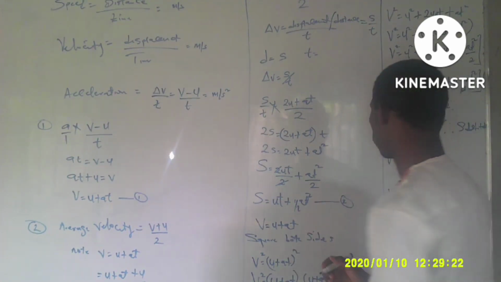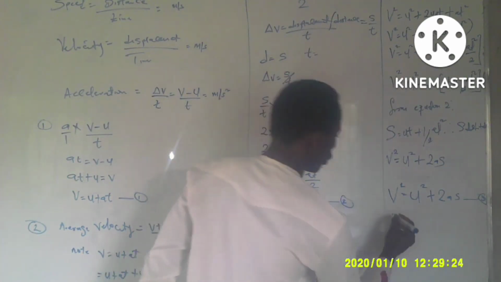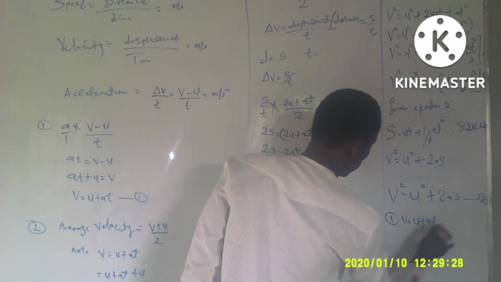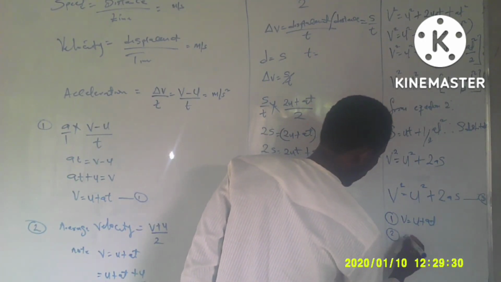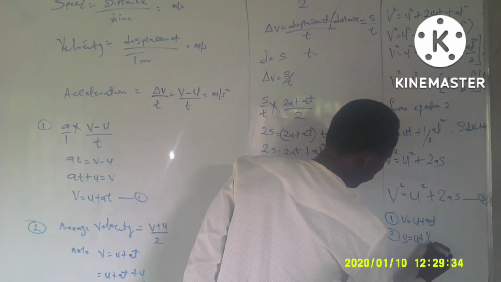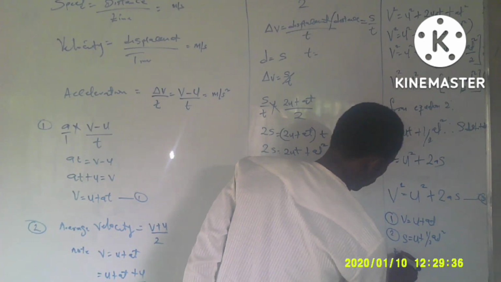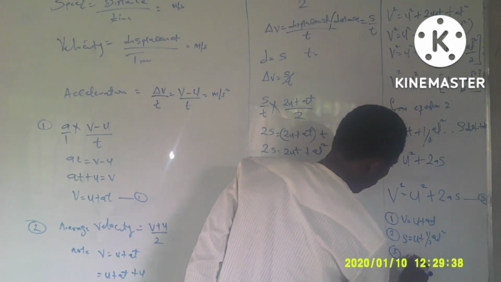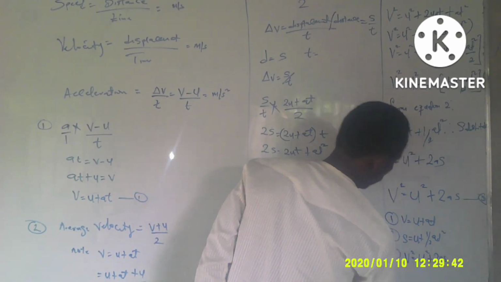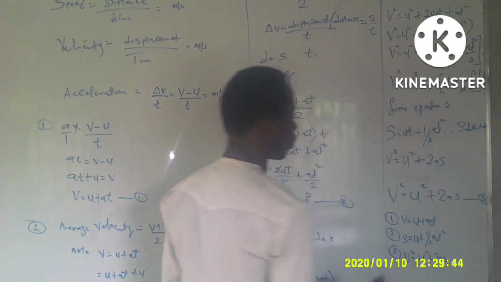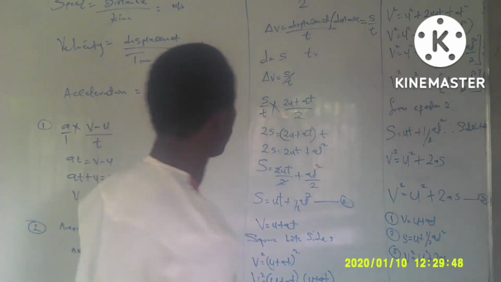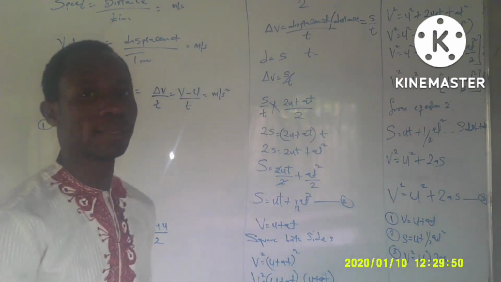So let me summarize the whole equation. Equation 1 is what? v is equal to u plus at. Equation 2 is what? x is equal to ut plus 1 over 2 at squared. Then equation 3 is what? v squared is equal to u squared plus 2ax. So this is equation 1, this is equation 2, this is equation 3. So you have to understand the basic equations of motion. But I would like you to note one thing.